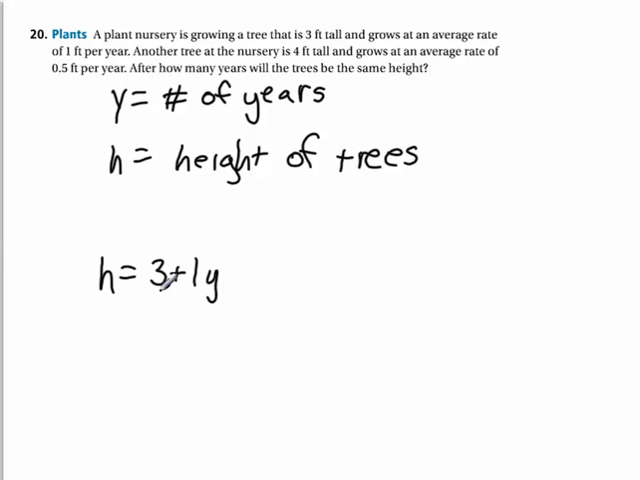Another tree at the nursery is 4 feet tall, and it grows at an average height of a half a foot per year. So 1/2 of a foot per year, and that's going to be its height. Now go ahead and solve this one.